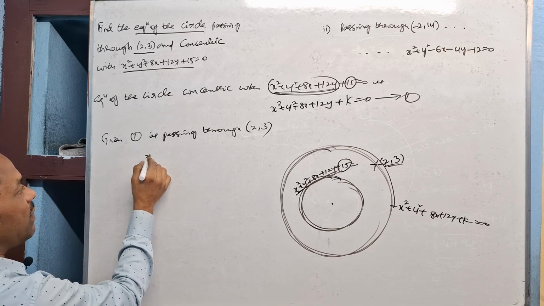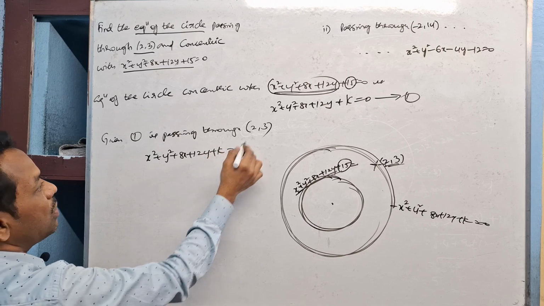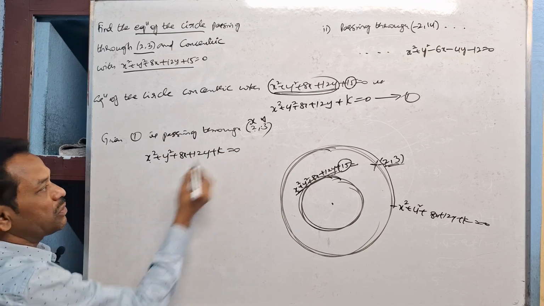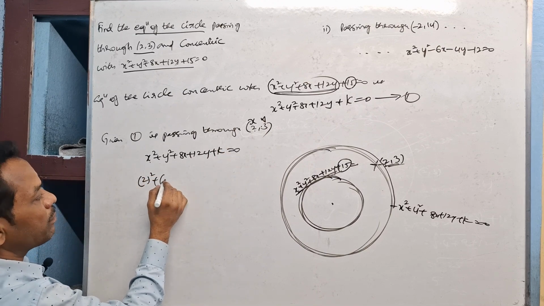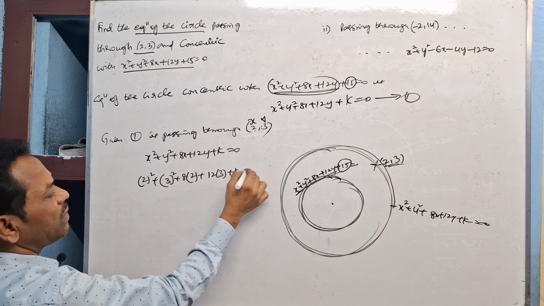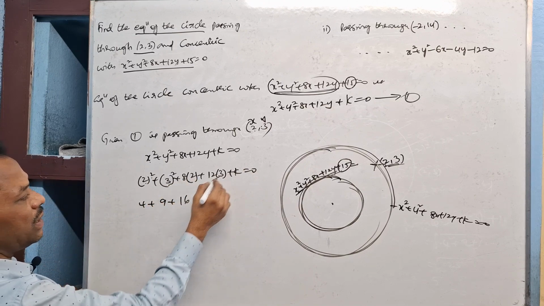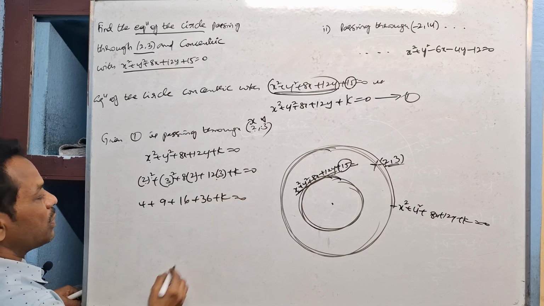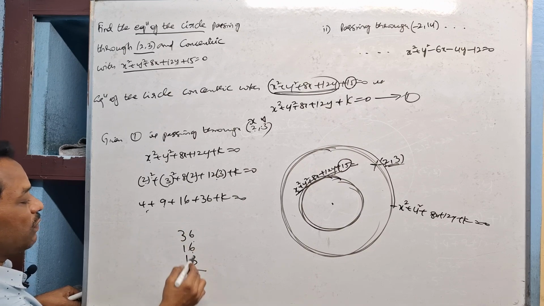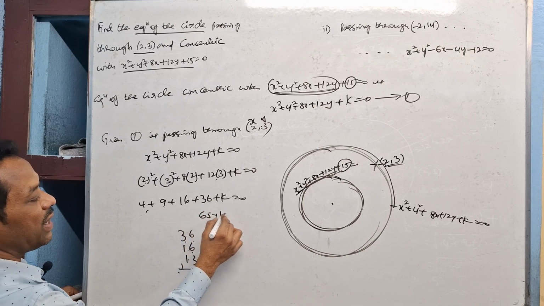So what is equation 1 here? Our first equation is x square plus y square plus 8x plus 12y plus k equals 0. Now the value of x is 2, the value of y is 3. Let me put the values here. The value of x is 2, so 2 square plus 3 square plus 8 into 2 plus 12 into 3 plus k equals 0. Now 2 square is 4 plus 9 plus 16 plus 36 plus k equals 0. So we get 65 plus k equal to 0.